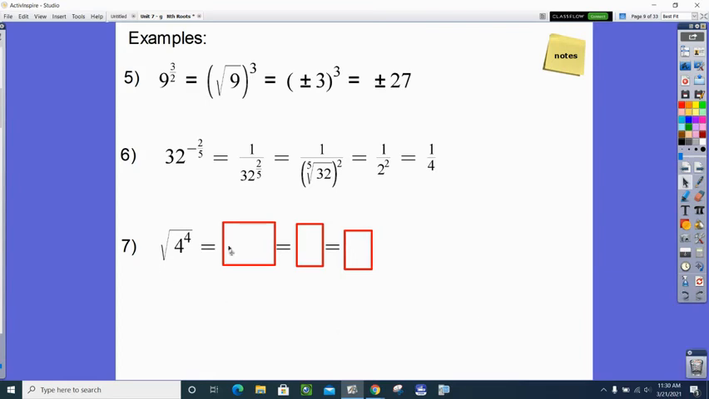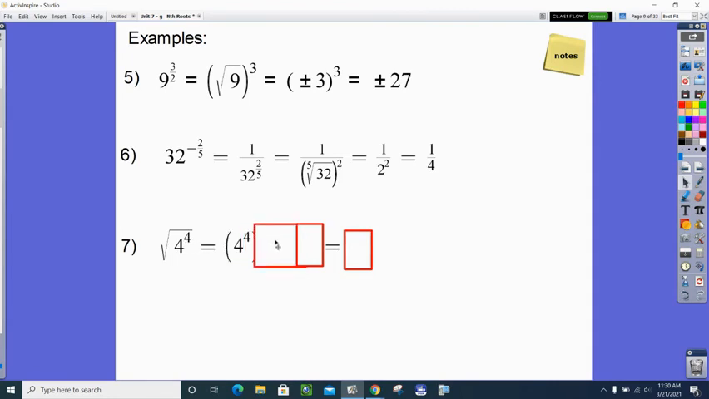And finally, when we get down here, we have the root of 4 to the 4th. Remember that you can take the root first. They're kind of on the same order because they're both exponents, really. So you can take whichever one you want first. So I would take the square root of 4 and then raise it to the 4th power.